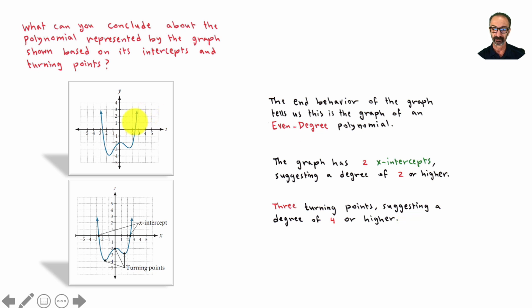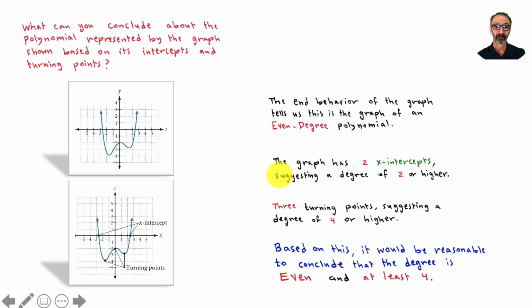Even with the combination of how many intercepts and how many turning points, we are assuming that it's a 4th degree or higher, as 4 or 6 or 8 and so on. That's what we mean. Based on this, it would be reasonable to conclude that the degree is even and at least 4.